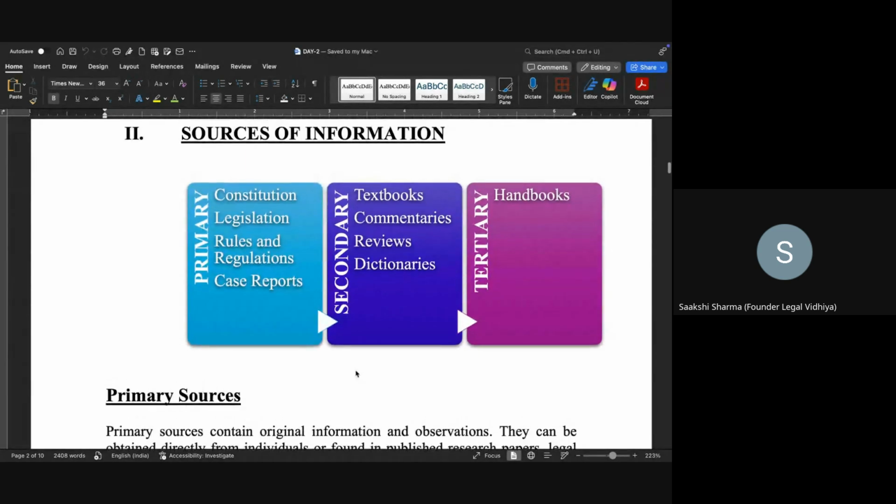So these are the three sources of information that you rely on when you're writing your research paper. You first focus on the primary source, then you focus on the secondary source, and then you focus on the tertiary source.